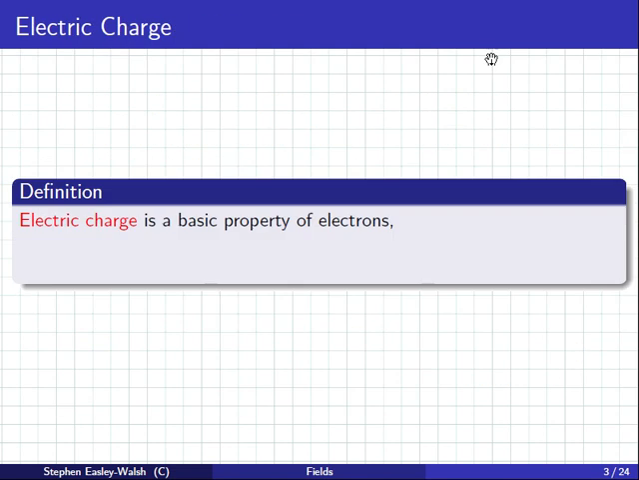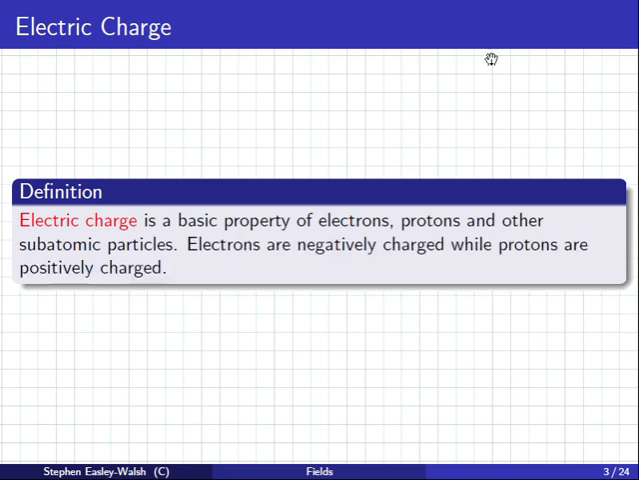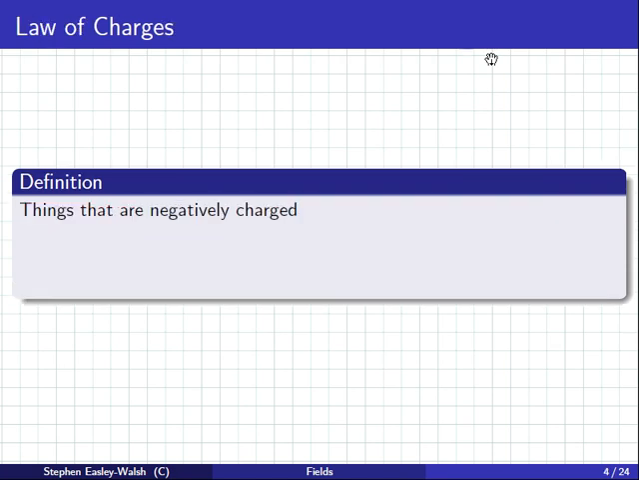So you all know this from chemistry. Electric charge, and we talked about this before, I'm sure. Electric charge is a basic property of electrons, protons, and other subatomic particles. And you also know that electrons are negatively charged while protons are positively charged. I'm not telling you anything new, I would hope. So anyways, nothing to make note of there.